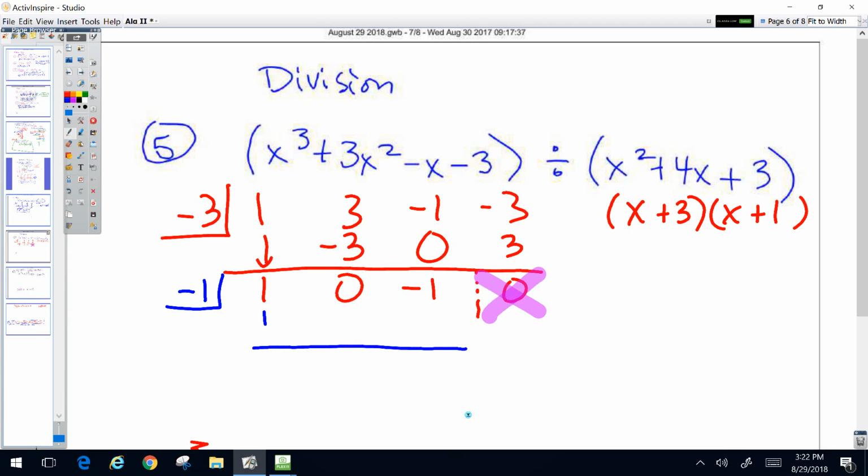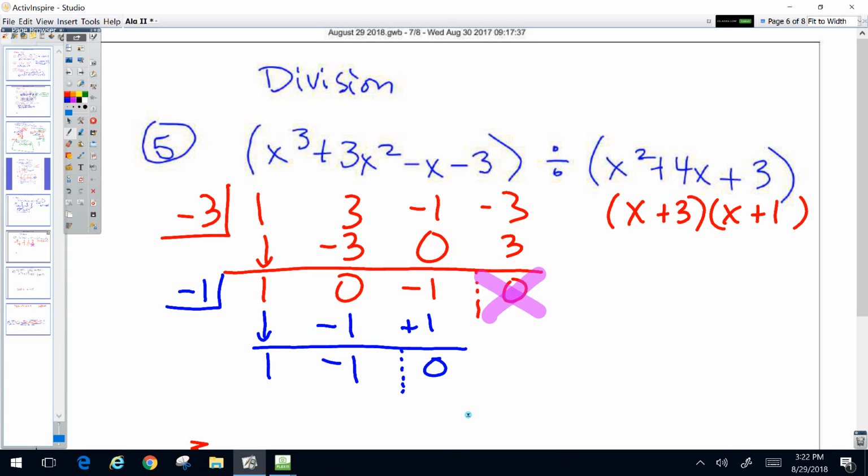So you bring down the first one. You multiply, you add. You multiply, you add. Yeah, we got a 0 again. That's good news, because that means there's no remainder, which tells me that both x plus 3 and x plus 1 are factors, because I got no remainder, no remainder.